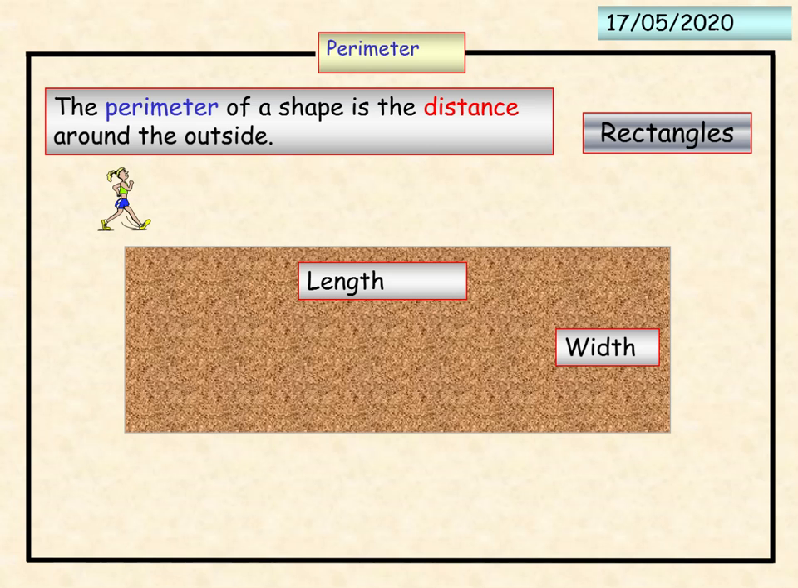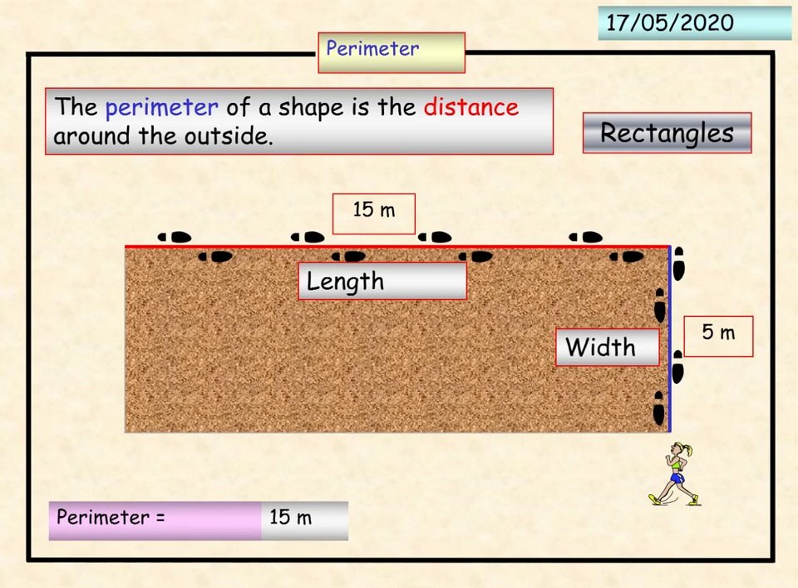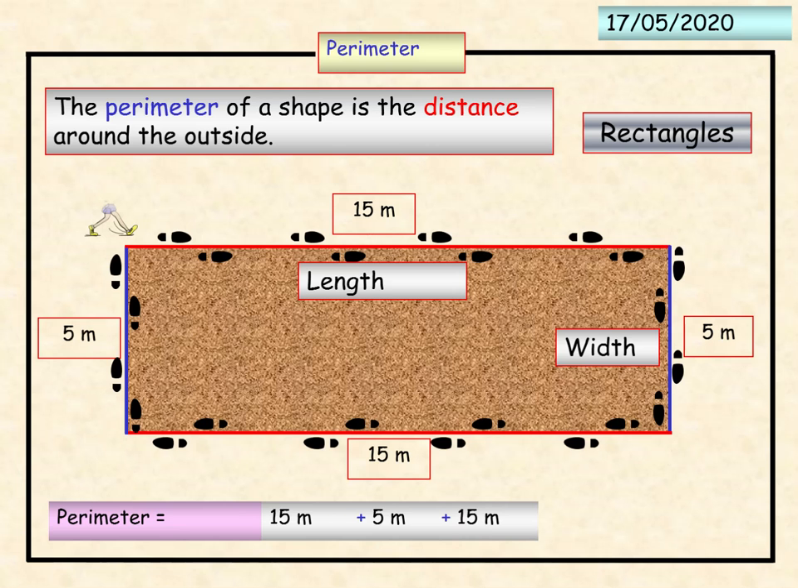So she walks across the first side. She finds it's 15 meters. So we take that 15 meters. Then she walks one of the widths. It's 5 meters. So 15 added to 5. She walks along the other length. It's another 15 meters. And she goes back to where she started from. Across the width. It's another 5 meters. She adds them all together. Gets 40 meters. Okay, it's a length, so the units are going to be in meters.